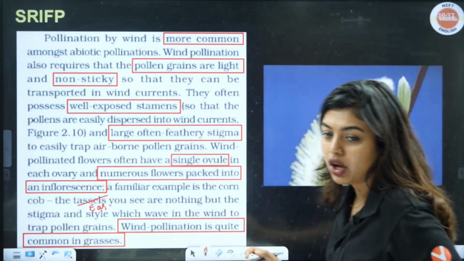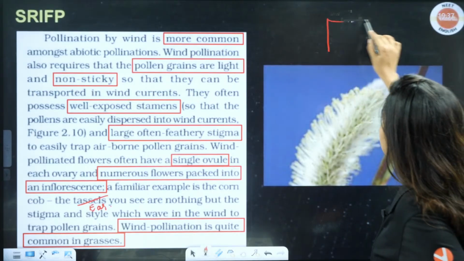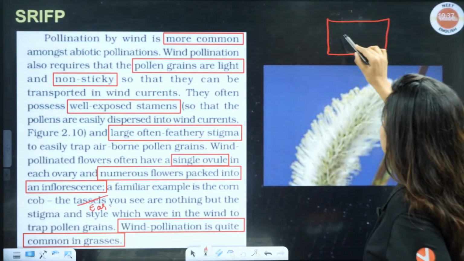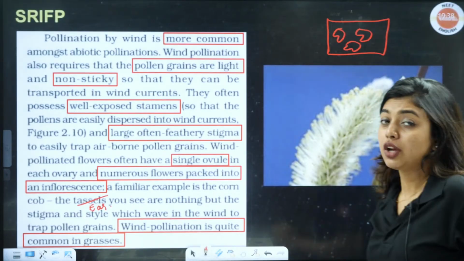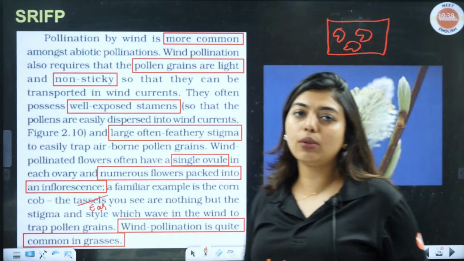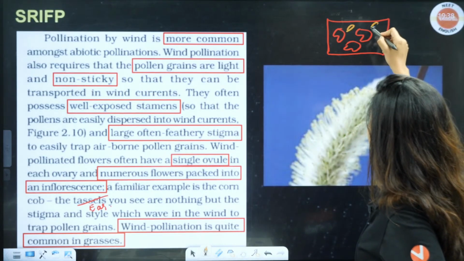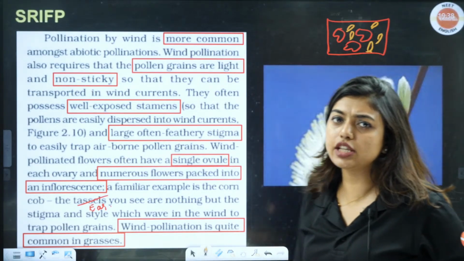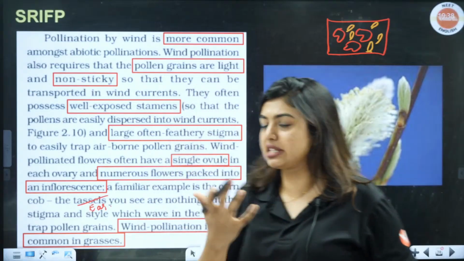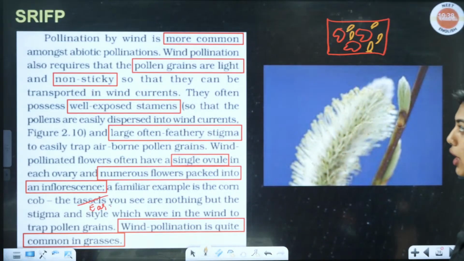I will give you the PDF so you can revise from there, and other than that you can attend the class and practice the question. Let's say I have put slime everywhere. Will it be easy for you to clean? No ma'am, it won't be easy to clean. But let's say same time you have some dry leaf. You will be like, ma'am, dry leaf is easy to clean because they will be moved very fast. Look here, pollination by wind is more common amongst abiotic pollination.